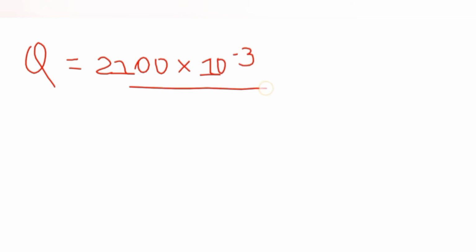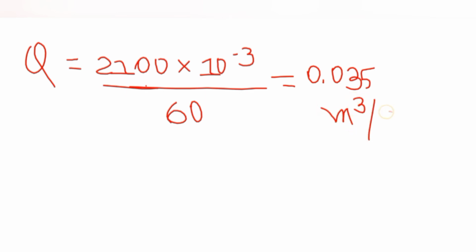So Q is equal to 2100 liters per minute is given to us. So 2100 into 10 raised to minus 3, which will give us meter cube, and then dividing it by 60, we'll get it in meter cube per second. And it is coming as 0.035 meter cube per second.